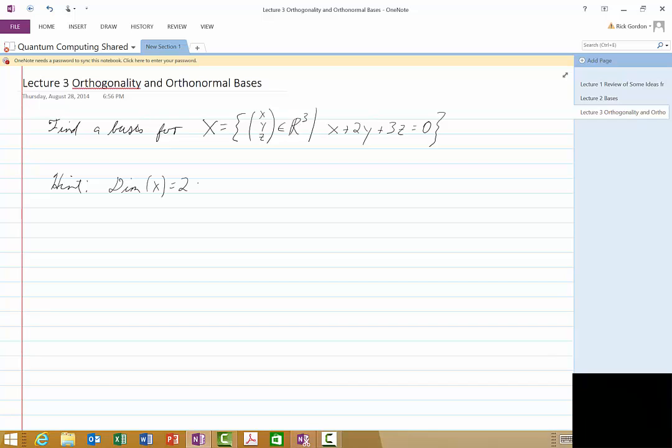And the reason that that is a useful thing to know is that it tells you how many vectors will be in the basis. Remember that that's always true. If you want to know the dimension for any space, that's simply equal to the number of vectors in any basis for that space. So in this case, we're looking for two vectors that will form a basis for X. In other words, we're looking for two vectors, let's call them V1 and V2, and these must have the property that any vector in X can be written in terms of those two vectors.